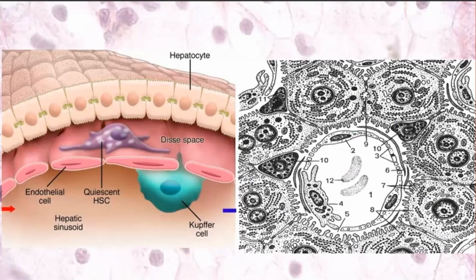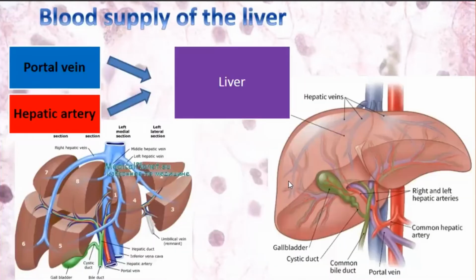And on this picture, we can see cross-section, transverse section of the sinusoid. Here we can see hepatocytes, its space of Disse, and its sinusoid. There are endothelial cells, and between them there is Kupffer cell, stellate macrophage, and continuous basal membrane is present here. And in space of Disse, between the hepatocytes, we can see triangular Ito cells. And now let's go to the next question.